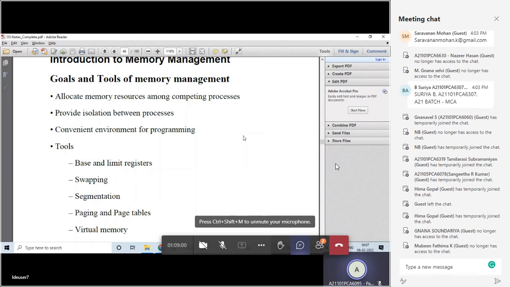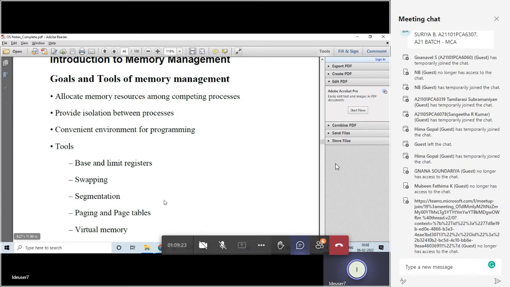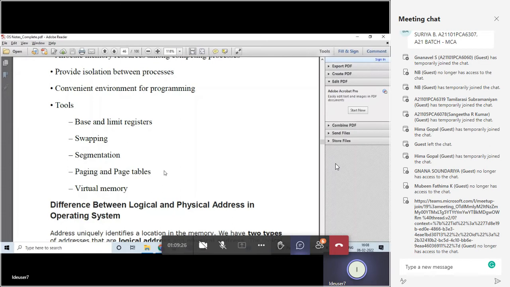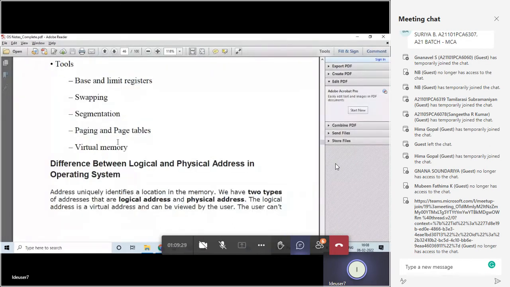Memory management will allocate the memory resources among the competing processes, and it provides isolation between the processes and a convenient environment for programming. So these are the goals of memory management: it will allocate, it will provide isolation, and it will provide a convenient environment for programming. And these are the tools for memory management: base and limit registers, swapping, segmentation, paging and page tables, and virtual memory.